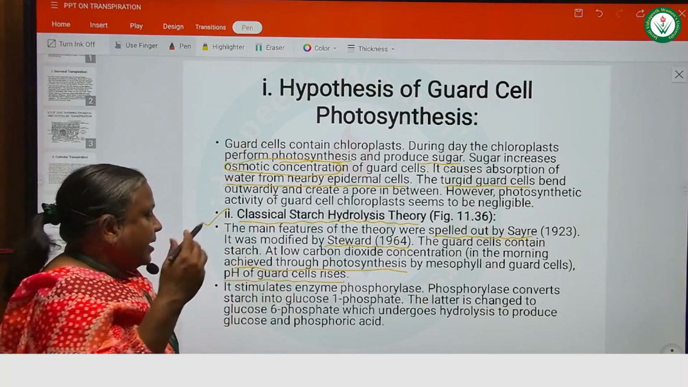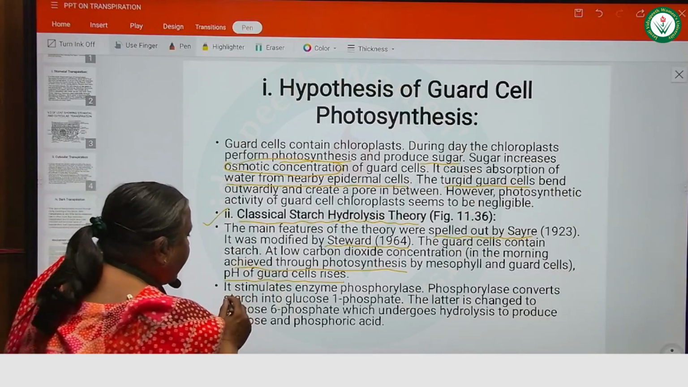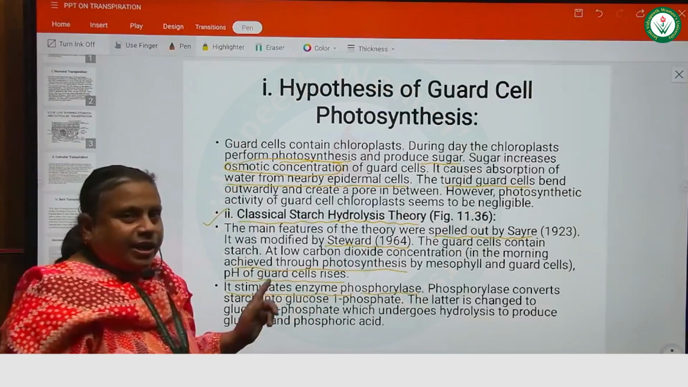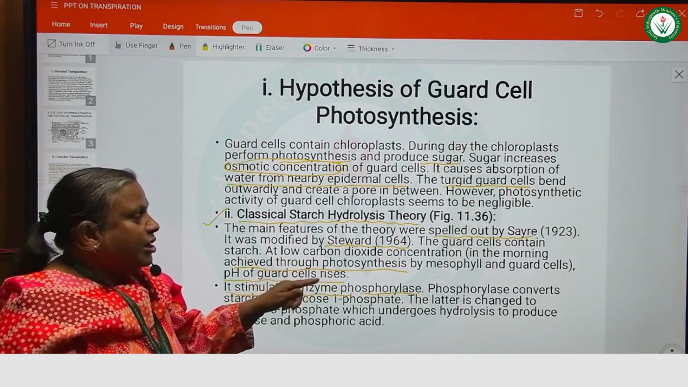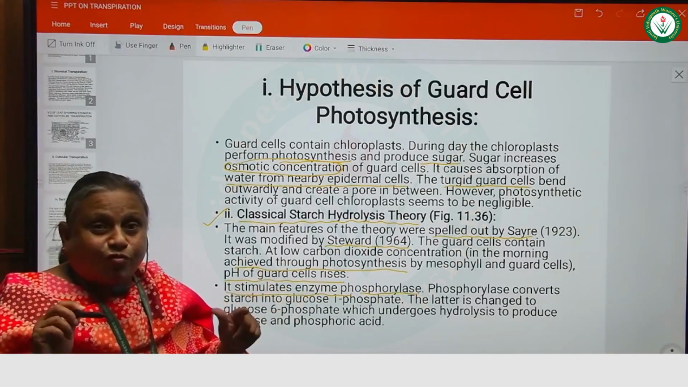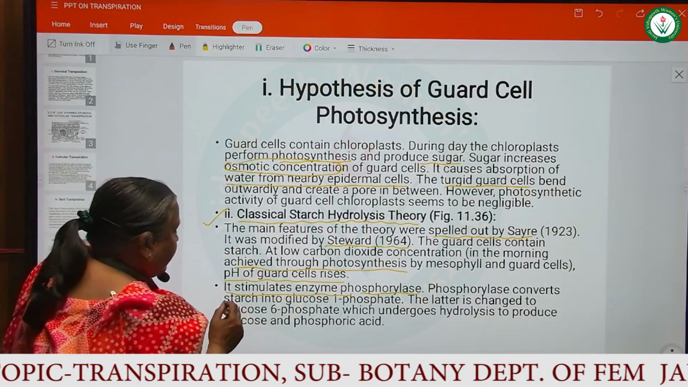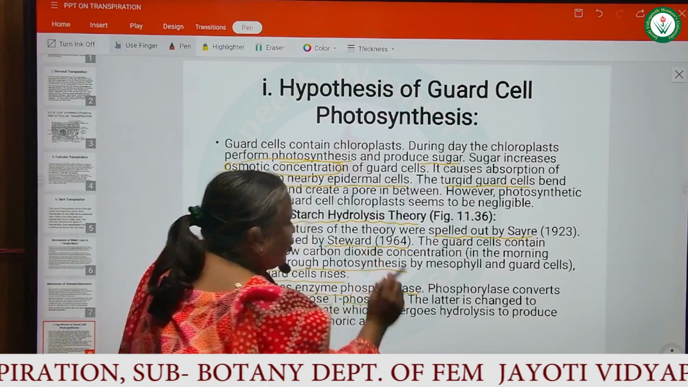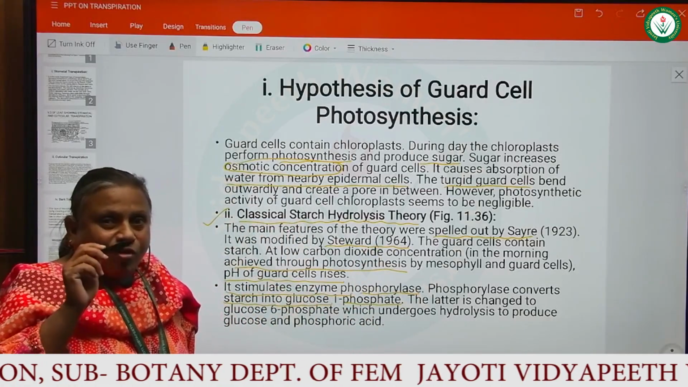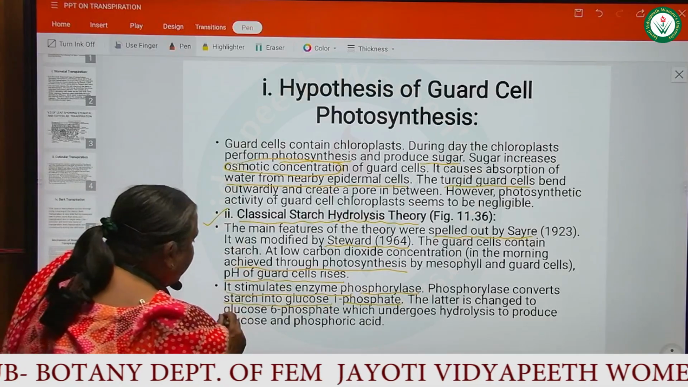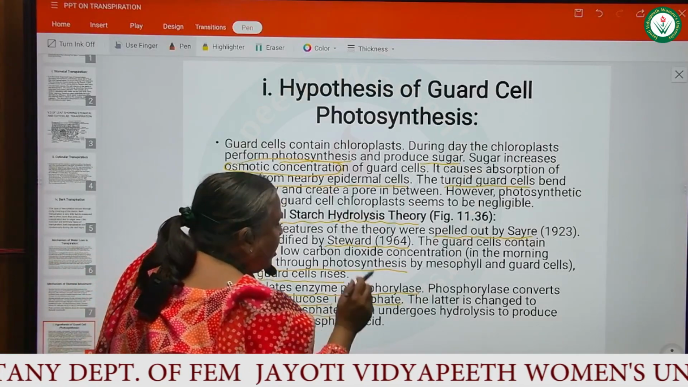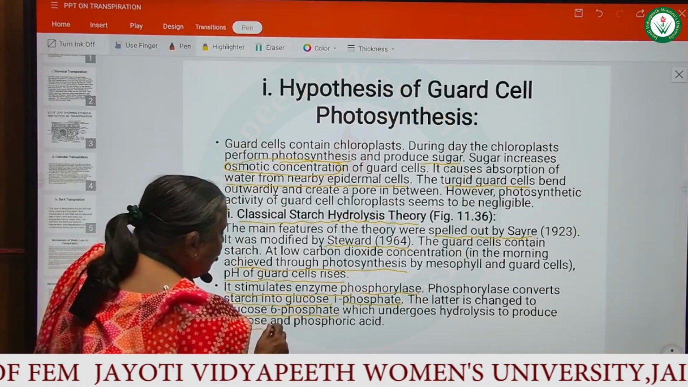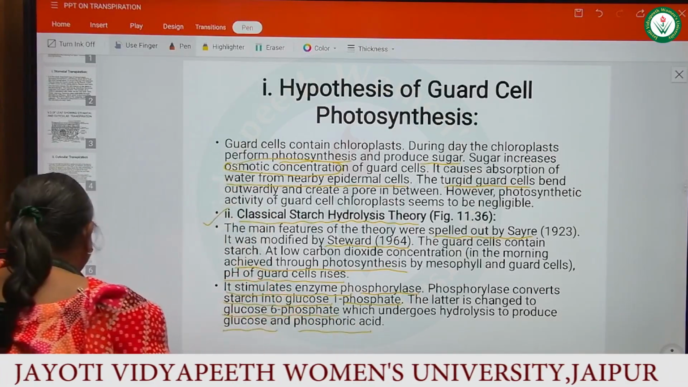What I mean to say is, the guard cells contain starch, so at low CO2 concentration, the pH of the guard cells rises or increases, and it stimulates the enzyme phosphorylase. Now this phosphorylase enzyme converts starch into glucose 1-phosphate. The glucose 1-phosphate is changed to glucose 6-phosphate, which undergoes hydrolysis to produce glucose and phosphoric acid.